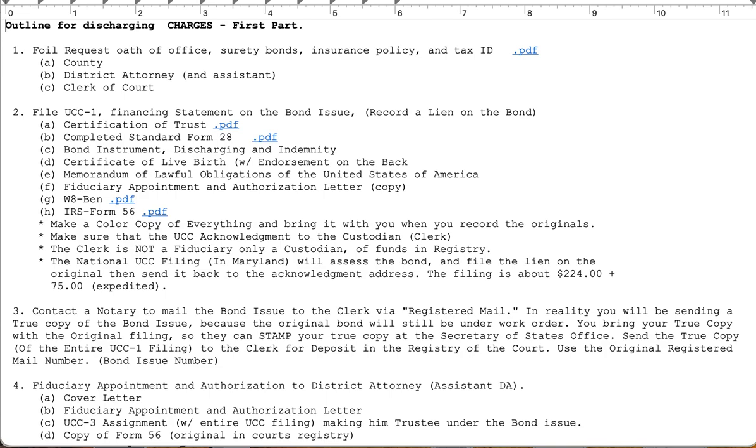This is Texm, the trustee over at thctrust.org, and this is the latest outline that I've been working on, relating to discharging charges. Particularly, these are criminal charges in this scenario. The objective is to create an outline to assist anybody who is attempting to discharge criminal charges in their own personal matter.